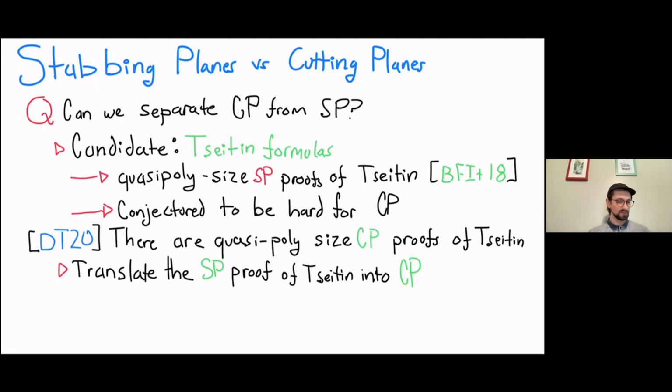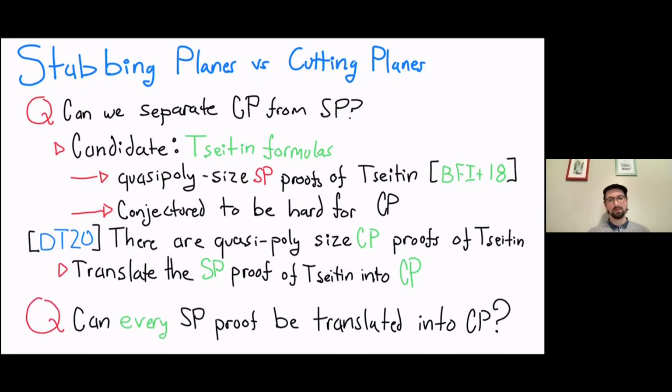This was really surprising to me. So this raises a natural question: can every stabbing planes proof be translated into cutting planes? Is stabbing planes just equal to cutting planes? This would be really nice, because then we could view stabbing planes as a query-based model for cutting planes, like how DPLL is a query-based model for the rule-based proof system tree-like resolution.